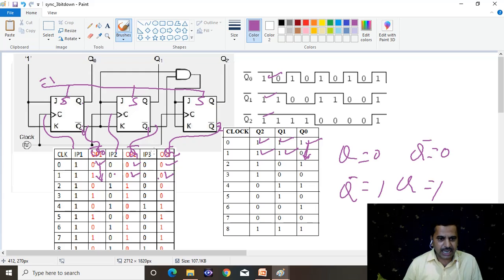Then after the end of the first clock cycle, we have to evaluate the inputs to the second and third flip-flops. The input to the second flip-flop will be the output of the first one, that is, it becomes 1. For the third flip-flop, it becomes the AND of the first and second outputs, that is 1 into 0, which becomes 0.